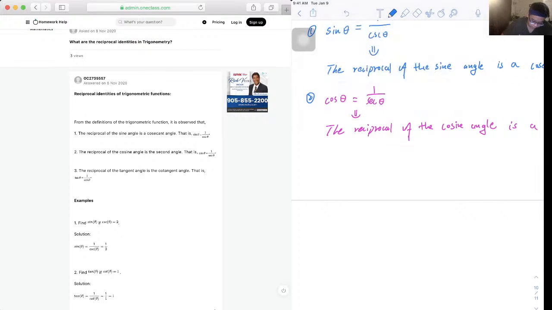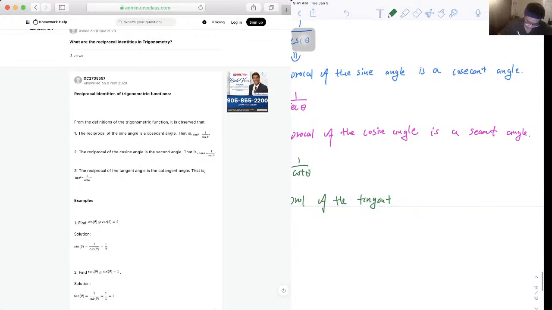Okay, and last we have our tangent. So tangent theta is equal to 1 over cotangent theta, and it means that the reciprocal of the tangent angle is a cotangent angle. Cotangent.